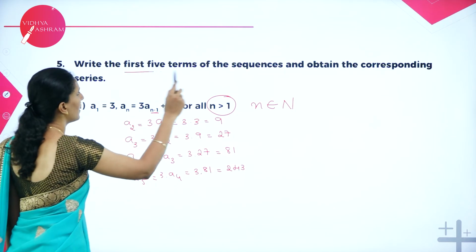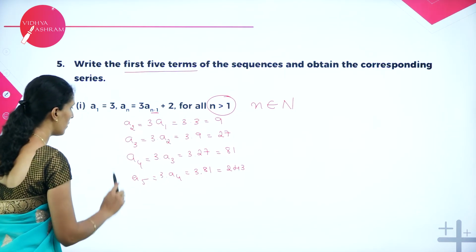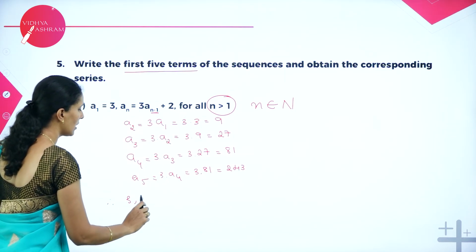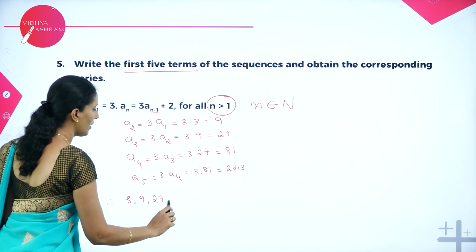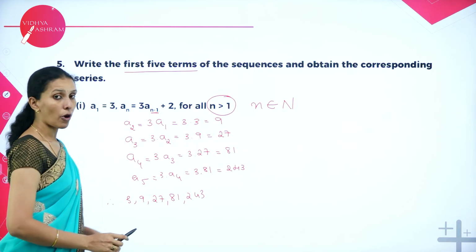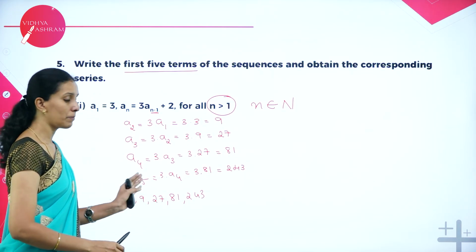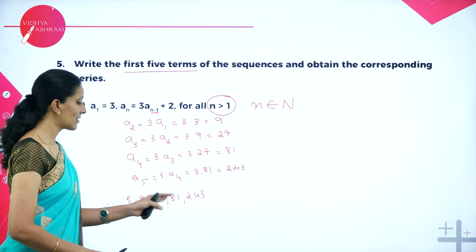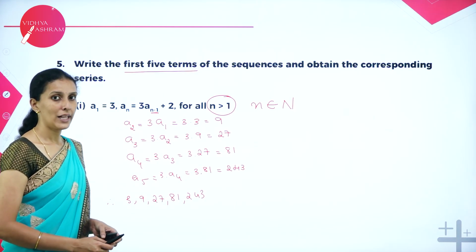So therefore, what are the first 5 terms? The first 5 terms are 3, 9, 27, 81, 243. So clearly this is a geometric progression. When you divide the next term by the previous term, you will get the common ratio 3.